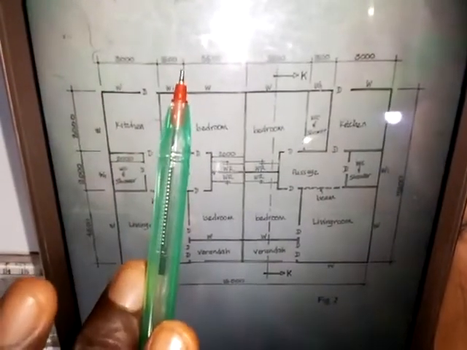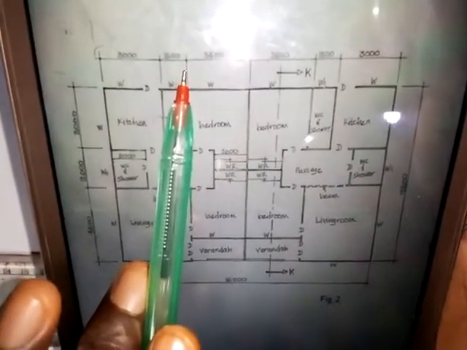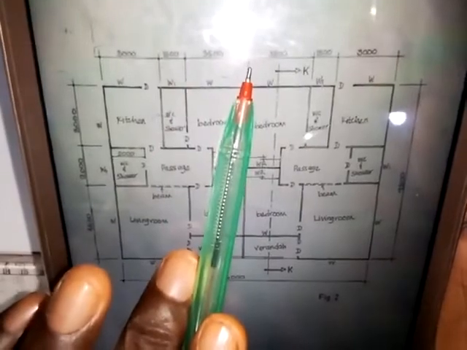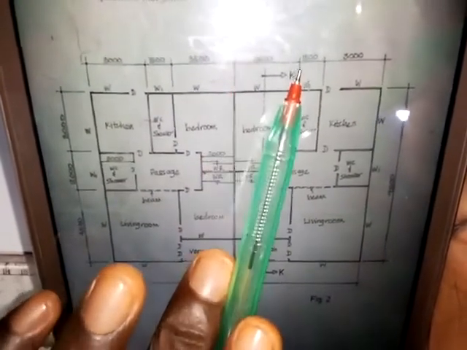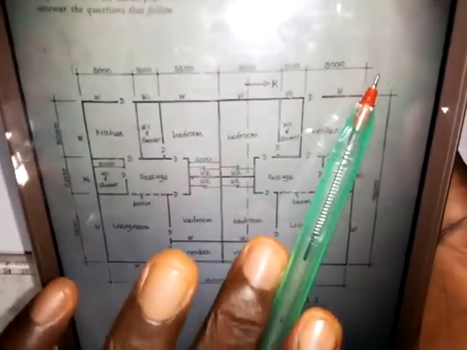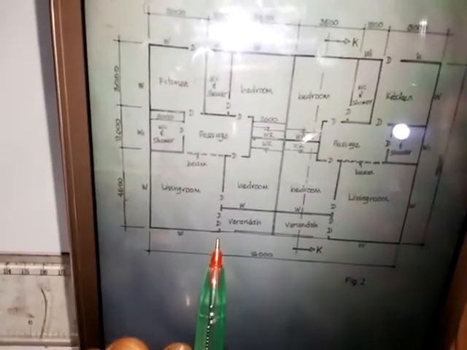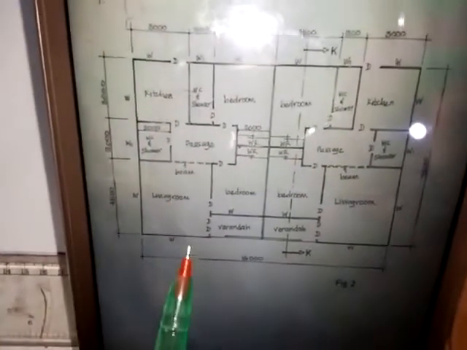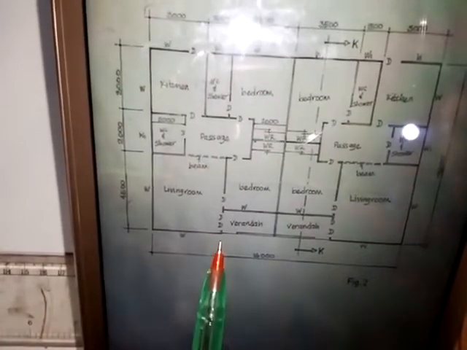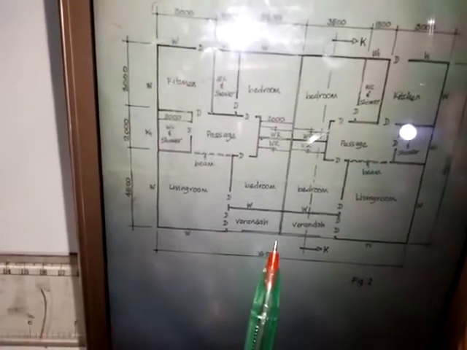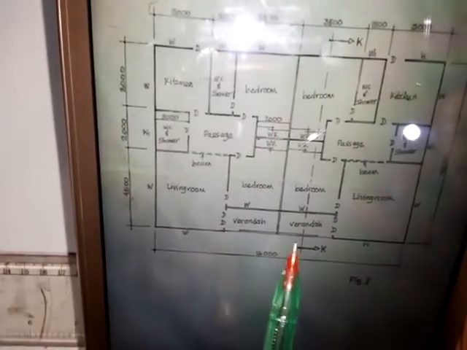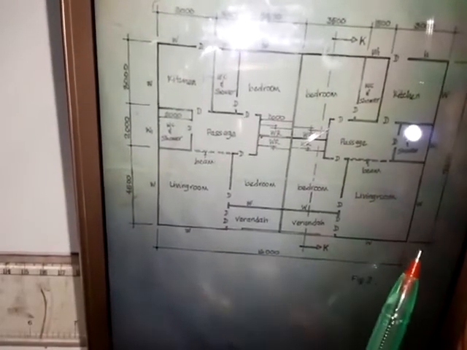but you can study it from here. The distance from here to here is 4,500, from here to here is 3,500, from here to here is 3,500, from here to here is 4,500. You follow it from here down. So the distance from here to here is 4,500, from here to here is 3,500, from here to here is 3,500, from here to here is 4,500.